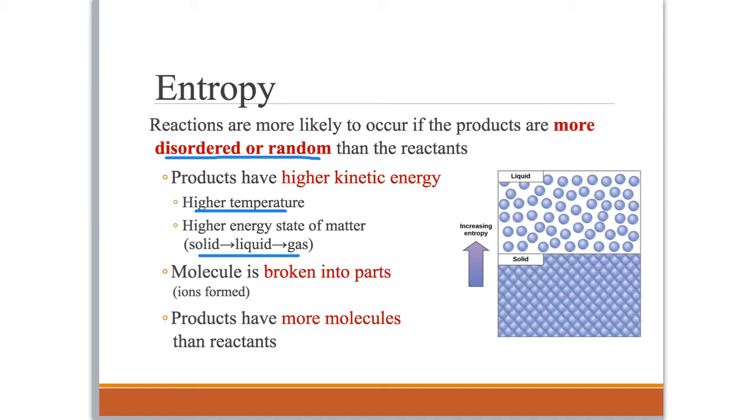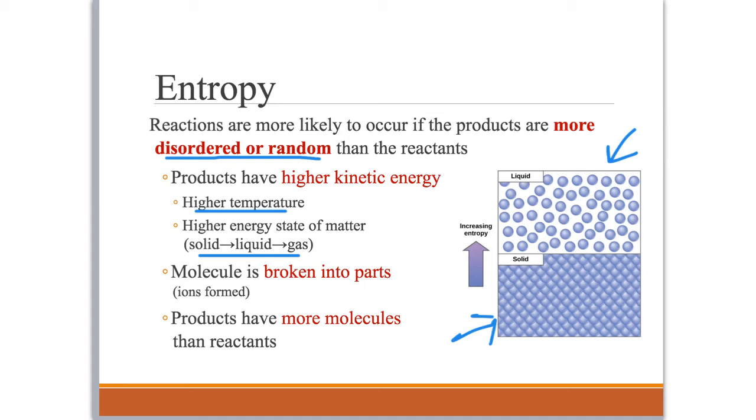You can see from this little picture over here on the right, our solid is looking very orderly in there, not very disordered at all. But then in a liquid state, things are a little more random. Molecules can move a little bit more. They have more messiness going on. They're more disordered.